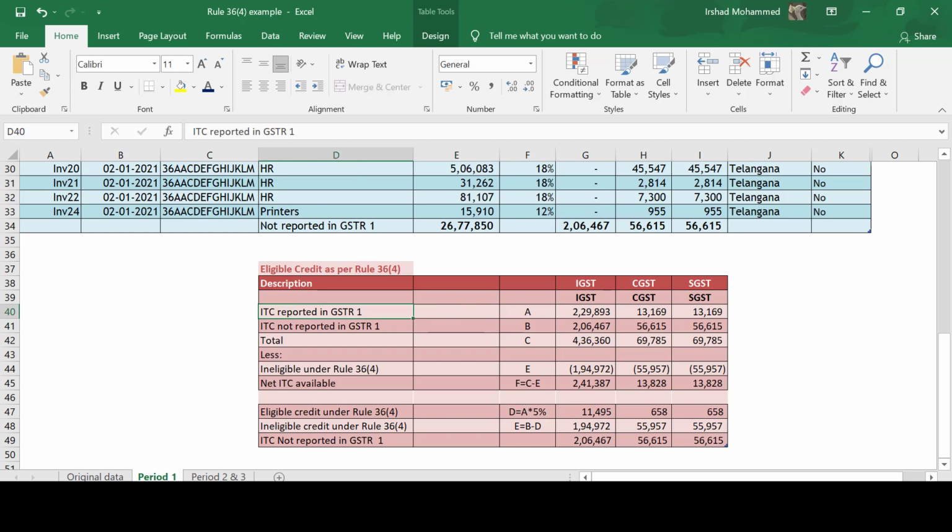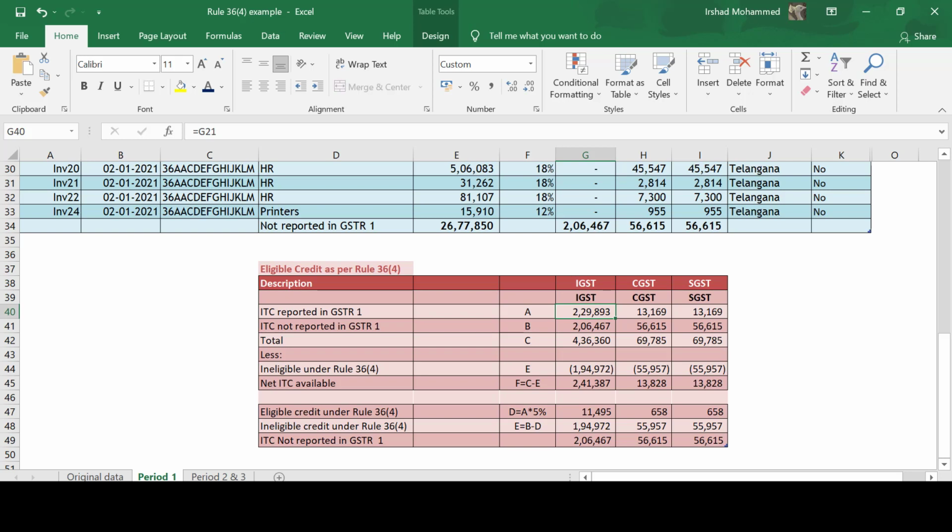Then we have eligible credit here, third row from the last, which is 5% of the ITC reported in GSTR1. So you can see this eligible credit under Rule 36(4), which is 5% of this value, ITC reported in GSTR1. So we have computed this eligible ITC on the consolidated amount of GST which is appearing in GSTR 2A or 2B, or the consolidated values which have been reported by the suppliers.